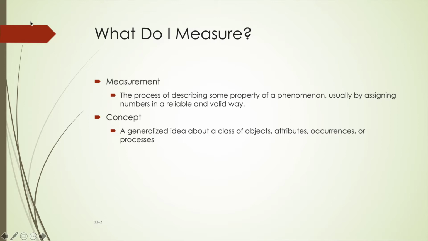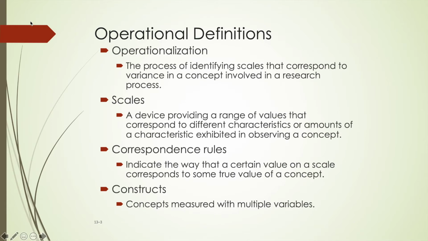And then you have the idea here of concept, which is, as you see, a generalized idea about a class or object or attributes or process or something like that. Now here are some operational definitions. The first one we have is operationalization, which is the process of identifying scales that correspond to variance in a concept involved in a research process. Operationalization is really just finding the right scale measurement for that type of research so that you would get an accurate depiction or result from that finding.